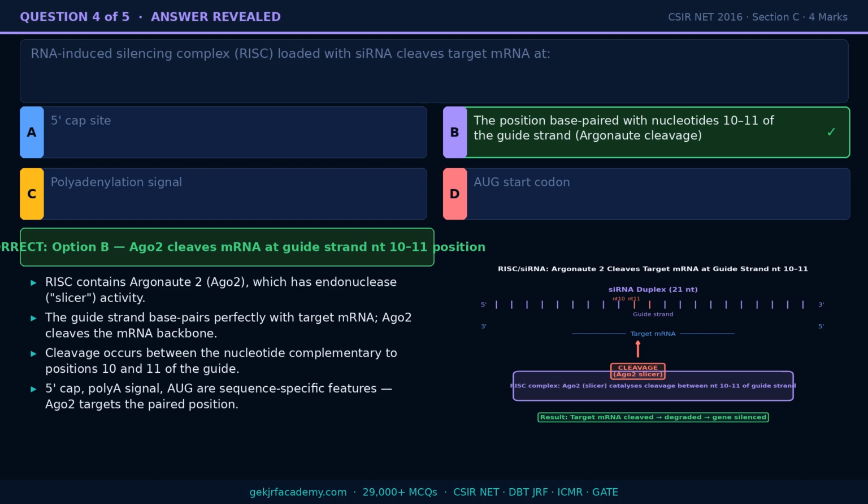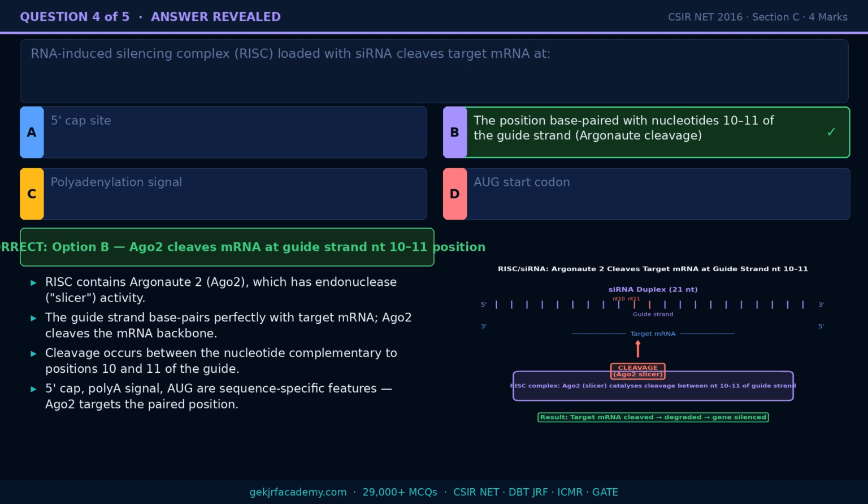The cleavage produces a 5' phosphate and a 3' hydroxyl on the target mRNA fragments, which are then rapidly degraded by cellular exonucleases. The precision of this cleavage is the molecular basis of RNA specificity.